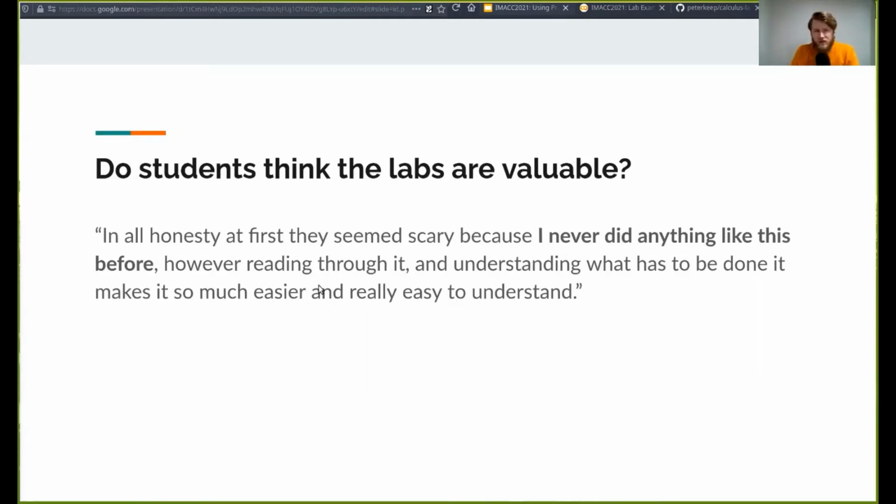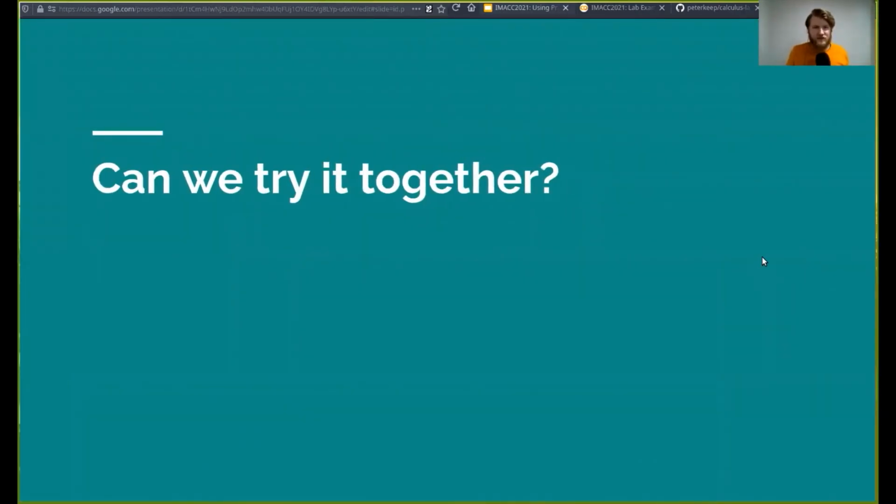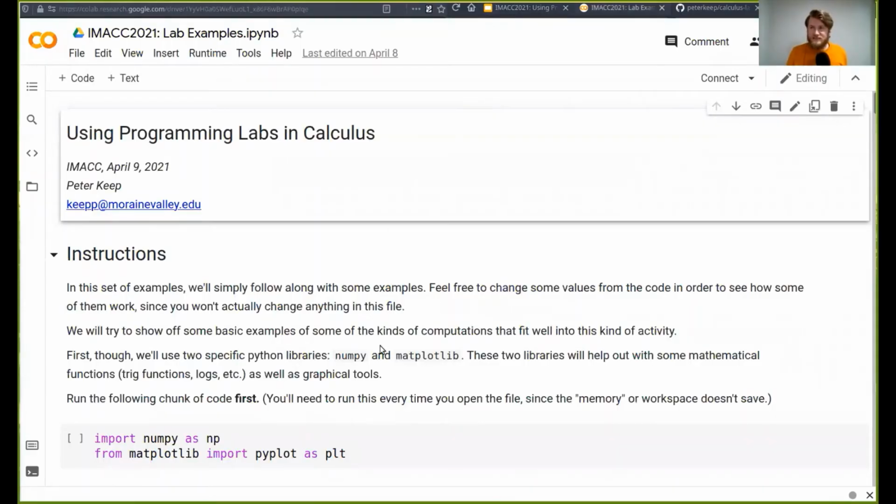And again, okay, reading through it helps understand what we've done a little bit easier. So can we try this together? Can I show you what we're doing here? I have a link on the slides, but I also have a link that I'll just post in the chat. Hopefully this works. If you click on that, you should see this.